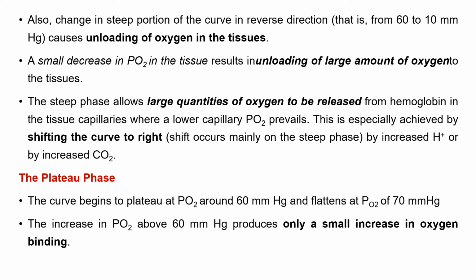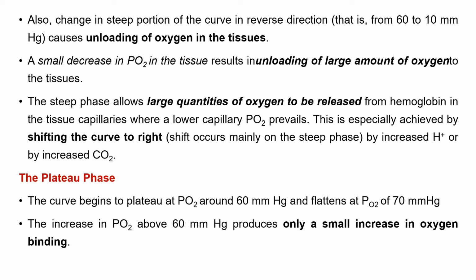This is especially achieved by shifting the curve to right. Shift occurs mainly on the steep phase by increased H plus or increased CO2. Now coming to the plateau phase, the curve begins to plateau at PO2 of around 60 mmHg and flattens at PO2 of 70 mmHg. The increase in PO2 above 60 mmHg produces only a small increase in oxygen binding.